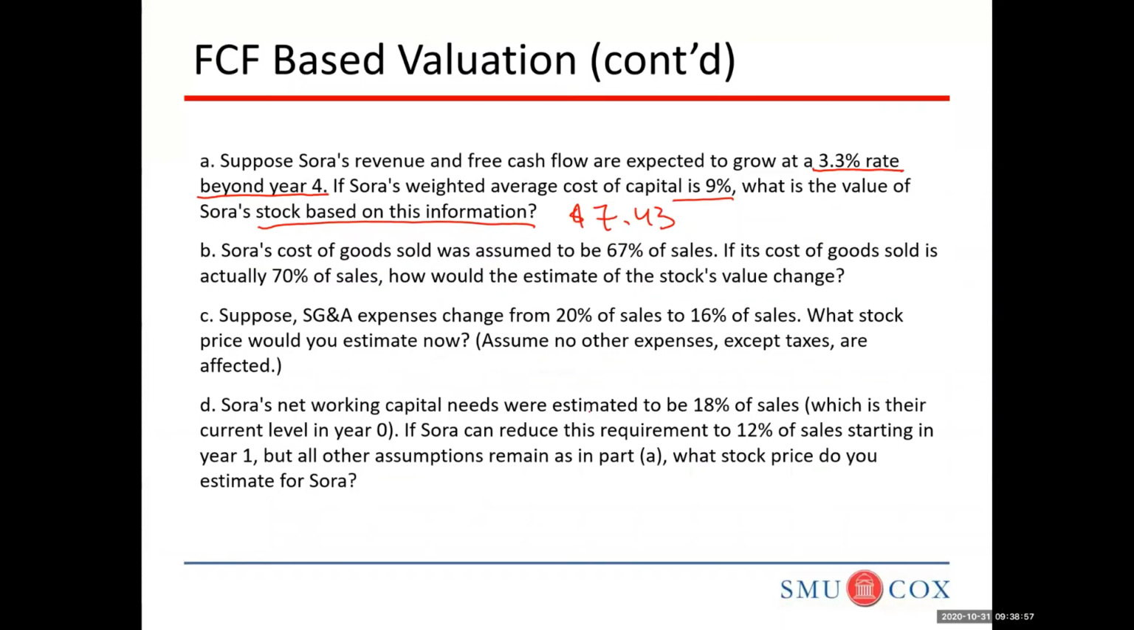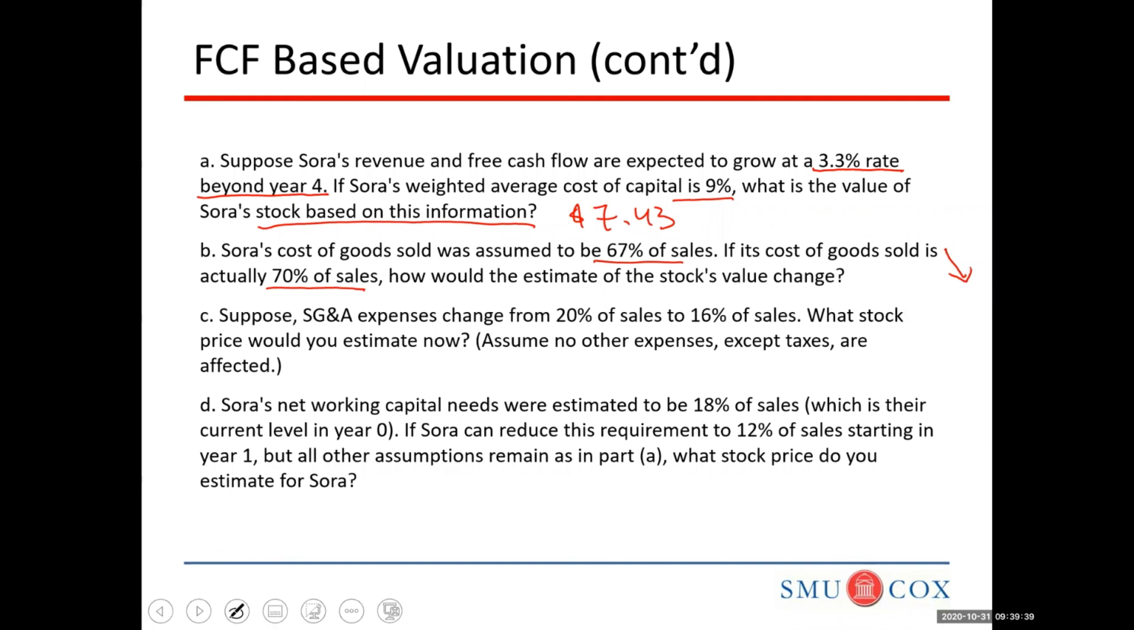So let's go back to this problem statement. In point B, Zora's cost of goods sold was assumed to be 67% of sales. So in that table that we downloaded from MyLab Finance, they assumed 67%. And now they're saying, well, if the cost of goods sold is actually 70% of sales, how would the estimate of the stock value change? What do you think? If your costs went up, what would happen to the share price? Go down. Yeah, our expectation is for it to go down.